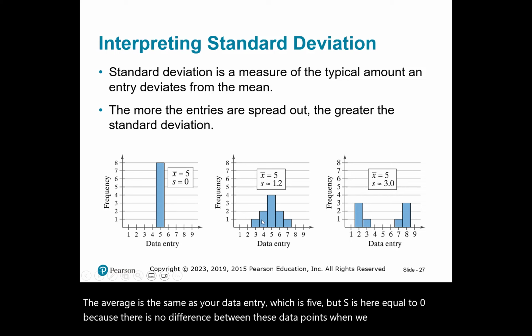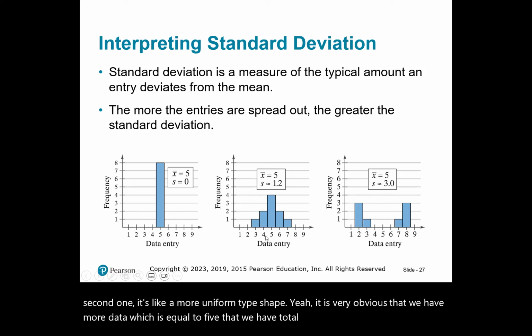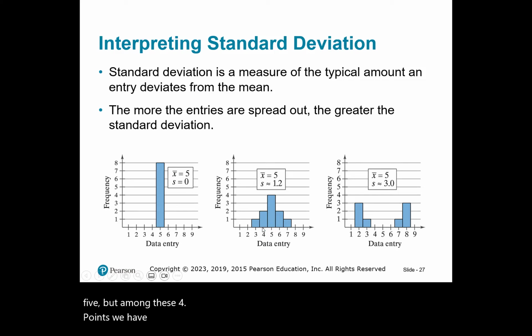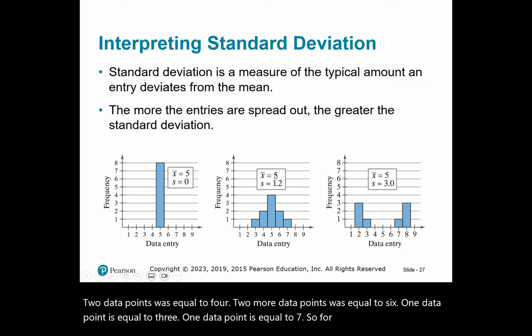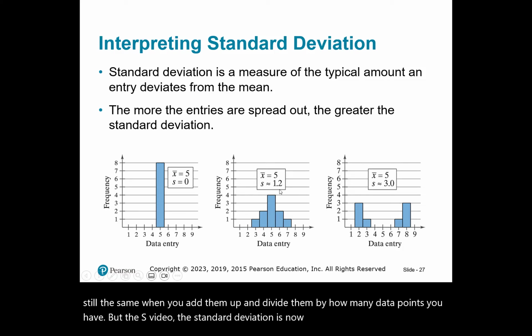When we look at the second one, it's a more uniform type shape. It is very obvious that we have more data equal to 5. We have a total of 4 data points whose value is 5. But among these, we also have 2 data points equal to 4, 2 more data points equal to 6, 1 data point equal to 3, and 1 data point equal to 7. For this one, the average is still the same when you add them up and divide by how many data points you have, but the standard deviation s is now about 1.2.